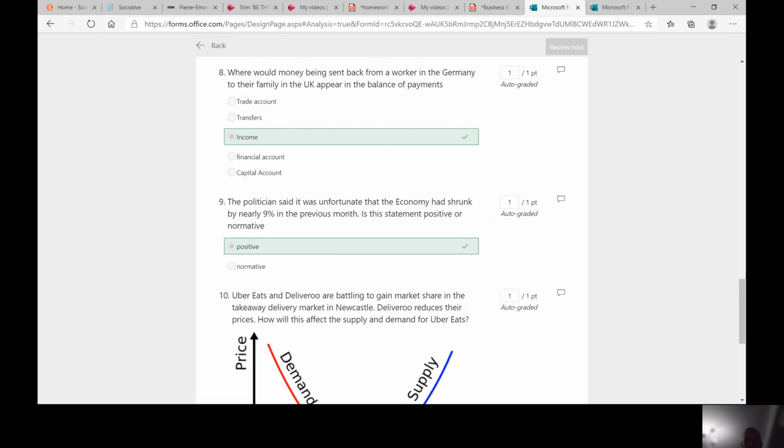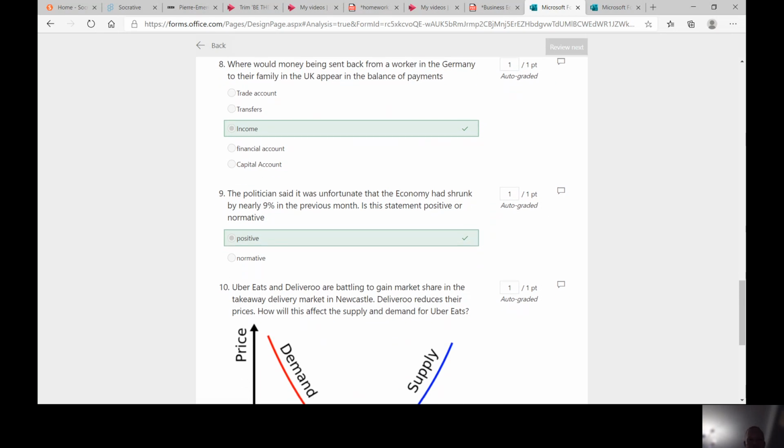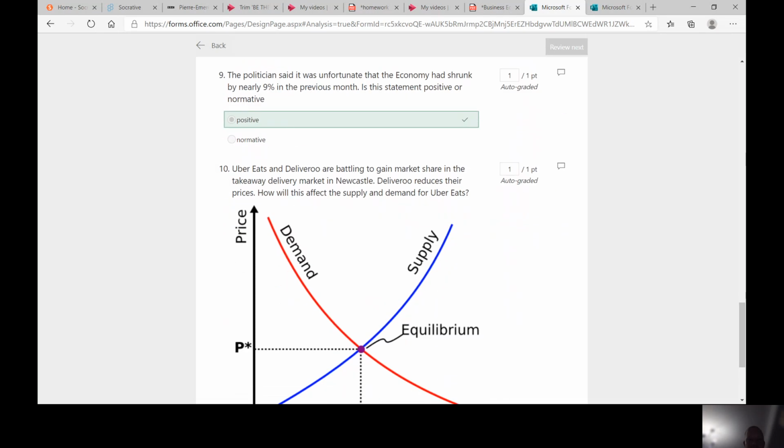Money being sent back home would go into the income part of the balance of payments. Politicians said it was unfortunate, would be positive. The word unfortunate implies a judgment, but the statistic there of nearly 9% is positive. It's a fact.